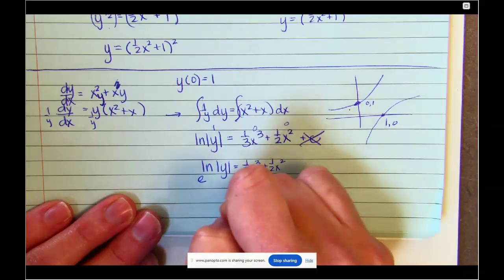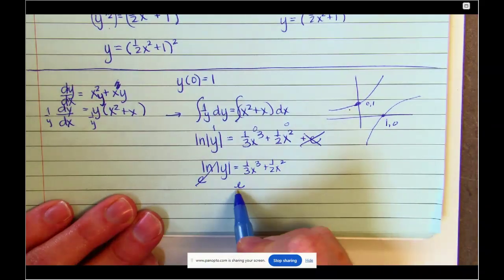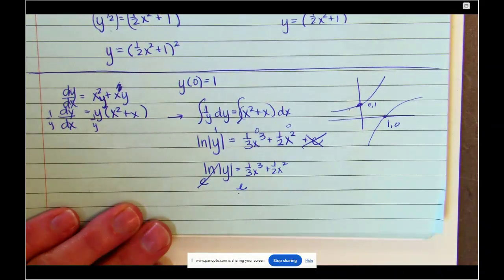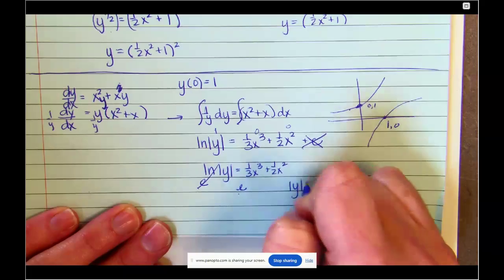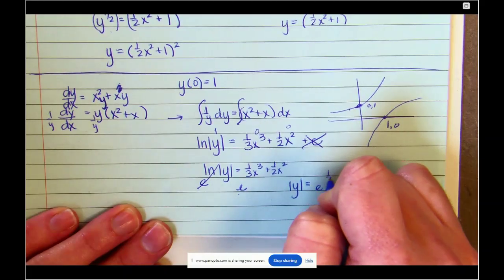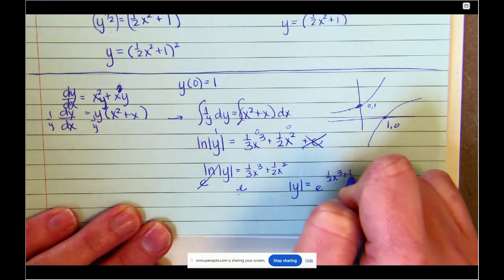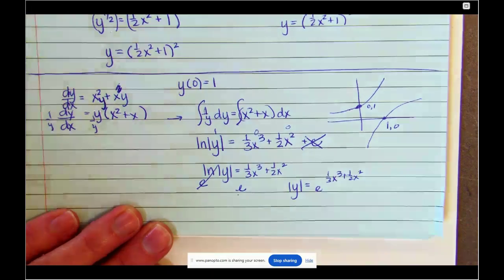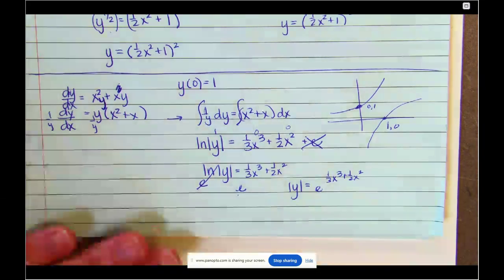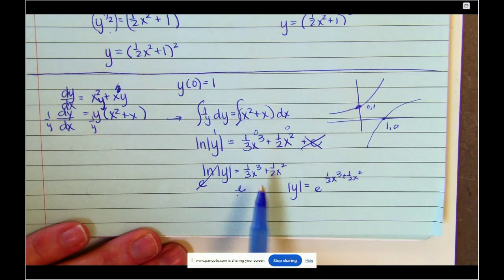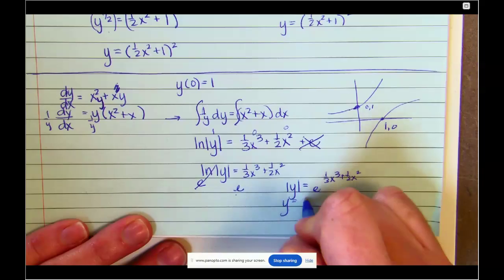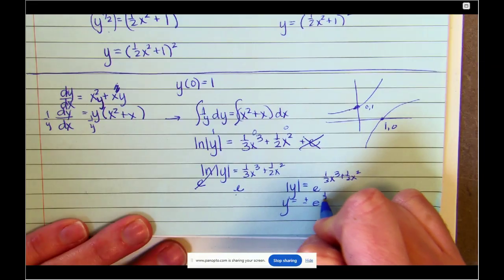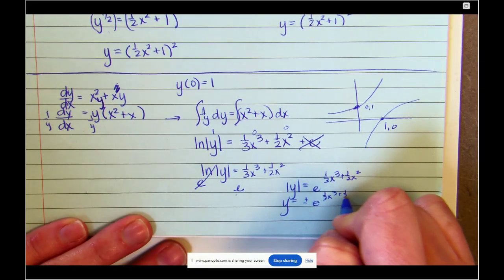Yep, e to both. Now, remember that when we e this, that's all up in the power. It is not pretty. So we get absolute value of y equals e to the 1/3 x cubed plus 1/2 x squared, all to the power of. Okay, so listen, absolute value. So technically this is going to be plus or minus e to the 1/3 x cubed plus 1/2 x squared.